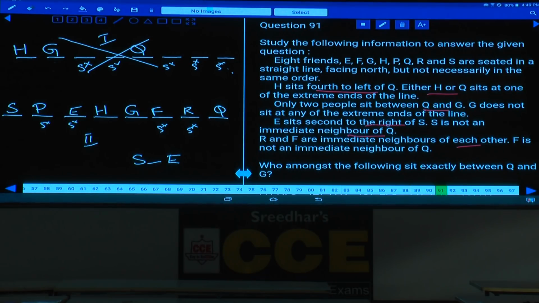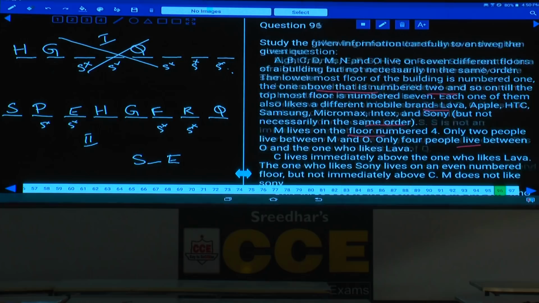This is the order in which these 8 persons were seated in a row. All these persons are facing towards north only. And this is about question numbers 91 to 95. Then after this 91 to 95, the next one is 96 to 100.